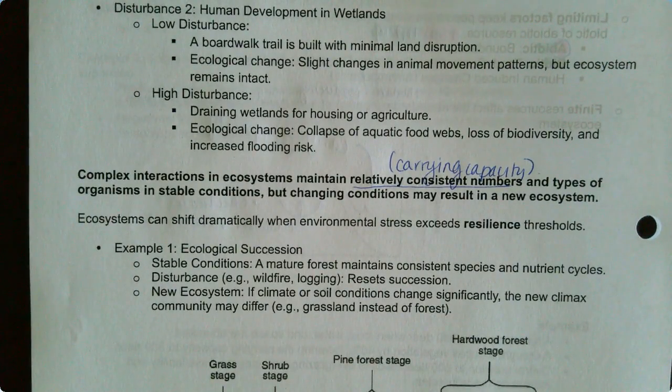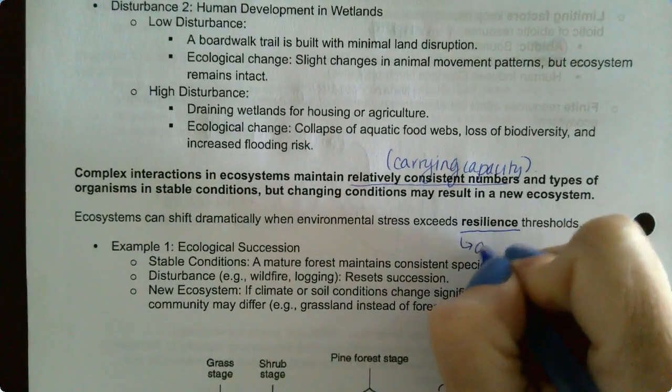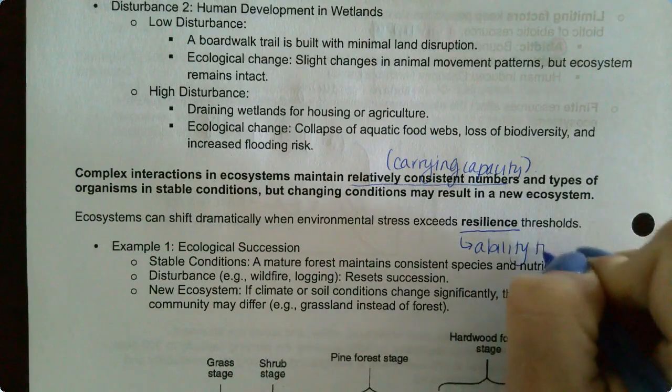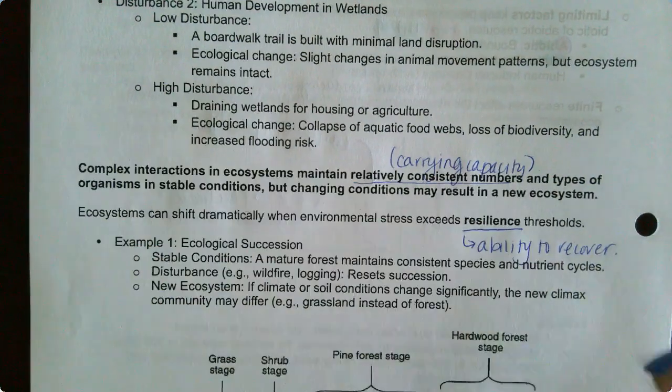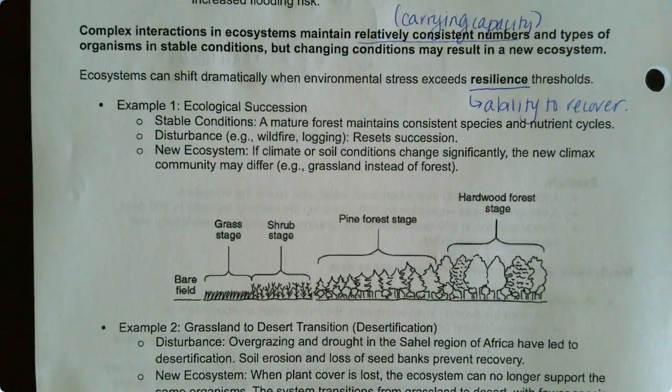We have two examples of ecosystems that can shift potentially dramatically when environmental stress exceeds resilience. Resilience is the ability to recover. Right? If someone's resilient, they could overcome the various obstacles that they face. Ecosystems are the same way. Ecosystems can be resilient and go back to what they once were, but other times that's not going to be possible if the environmental stress is too much.